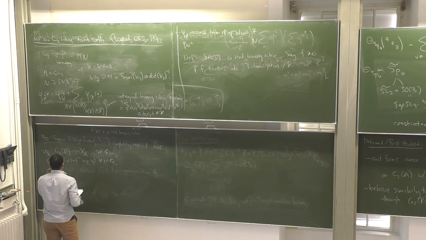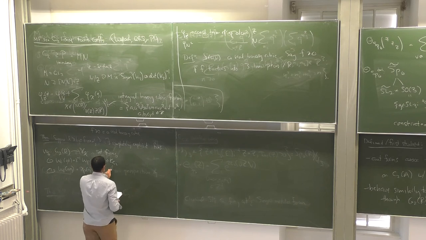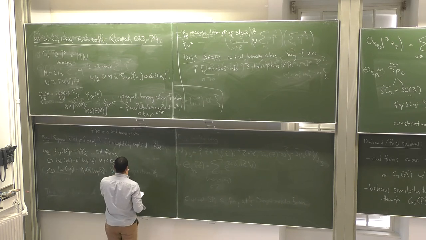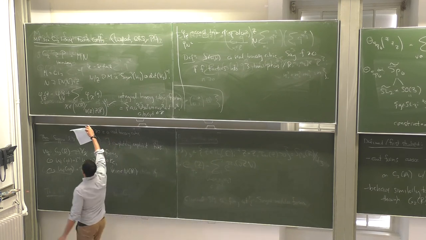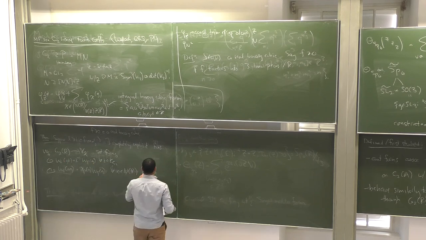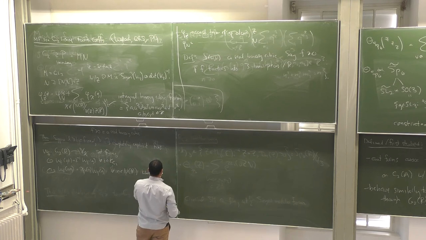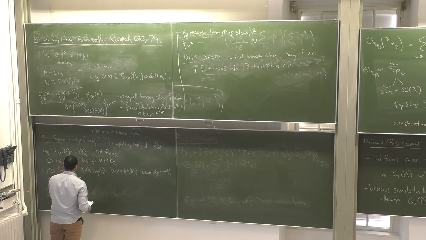Two, W_f(ng), where n is in the unipotent radical of the Heisenberg parabolic, is chi_f(n) W_f(g) for all n in the unipotent radical of the Heisenberg parabolic, where chi_f is the character of n corresponding to f. Three, they're annihilated by this differential operator: W_DL of W_f is identically zero.